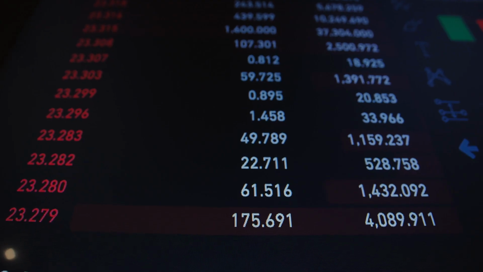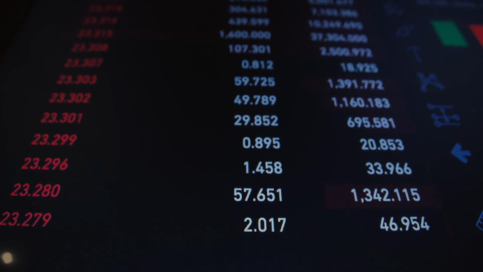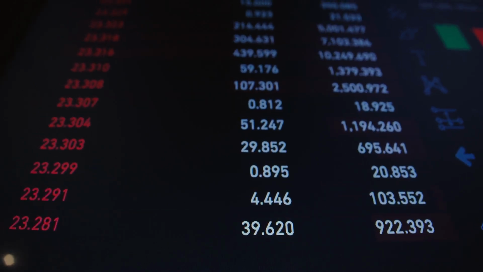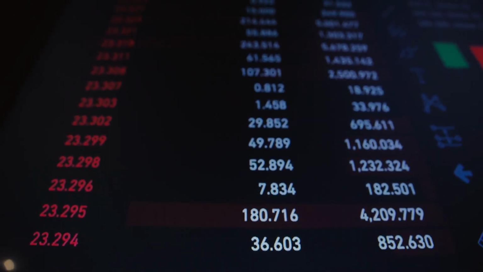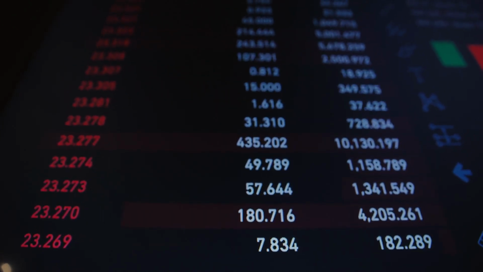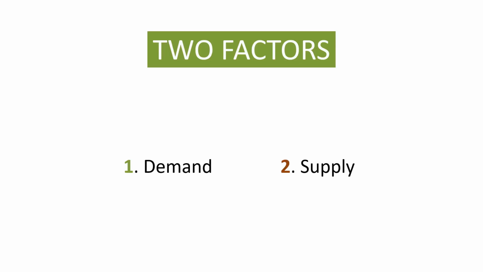Let's go straight to the point. There are two factors that determine the value or price of any goods or service, cryptocurrency, or any commodity whatsoever. These factors are demand and supply. Demand and supply affects the value of anything in our daily life.